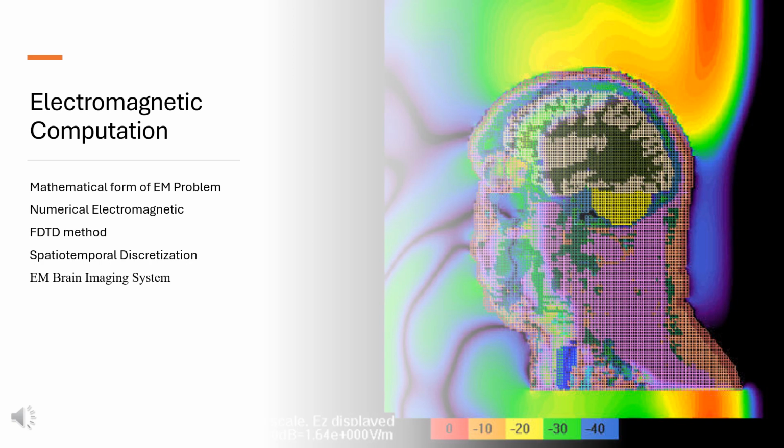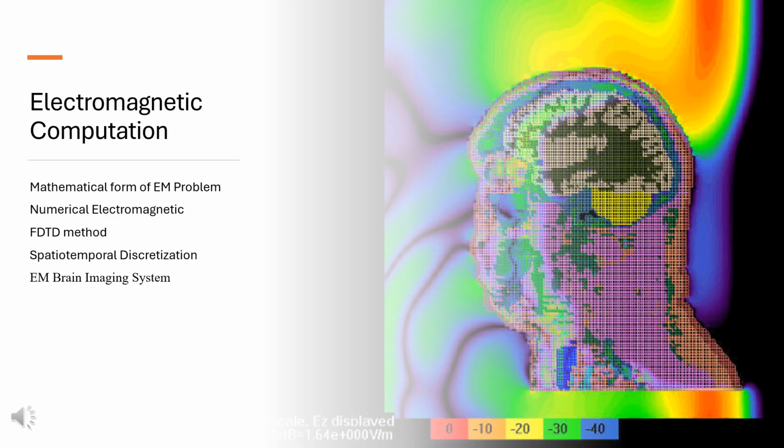Welcome to the fourth installment of our series on computational electromagnetic theory. In this video, we will dive deeply into the computational methods used to solve complex electromagnetic problems, with a specific focus on how these methods apply to microwave brain imaging systems.